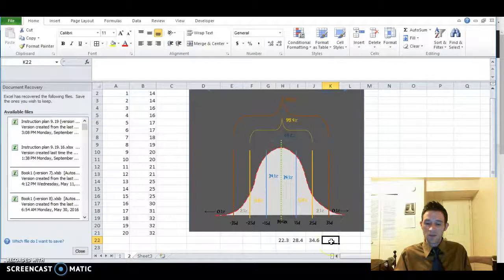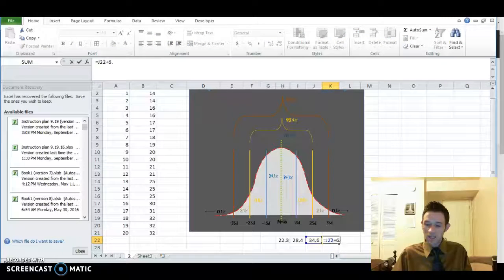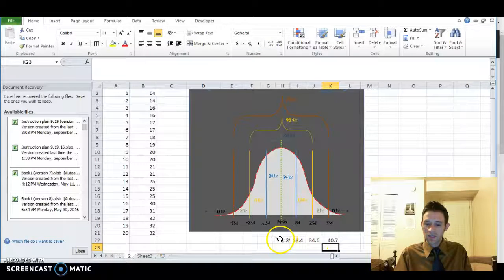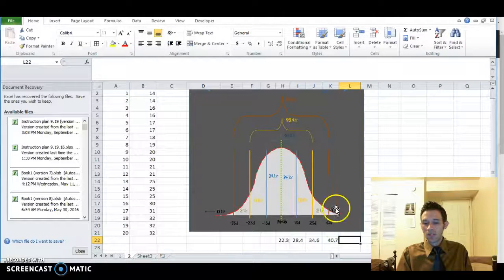But let's keep filling this out. So we need to add another standard deviation. Let's just start adding it to this for ease. There's 40.7. Now notice we don't add one here. This goes out for infinity. Okay. You could go 4, 5, 6, but there's not much data out here. So for now, let's just stop at 3.